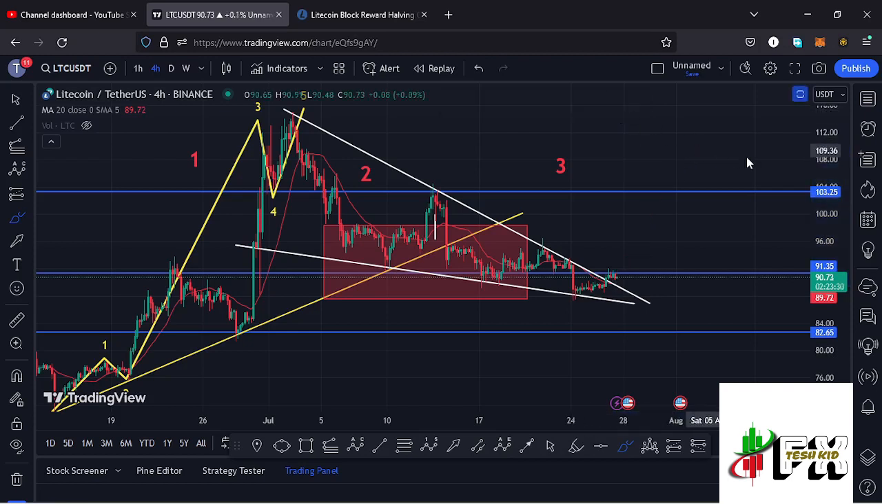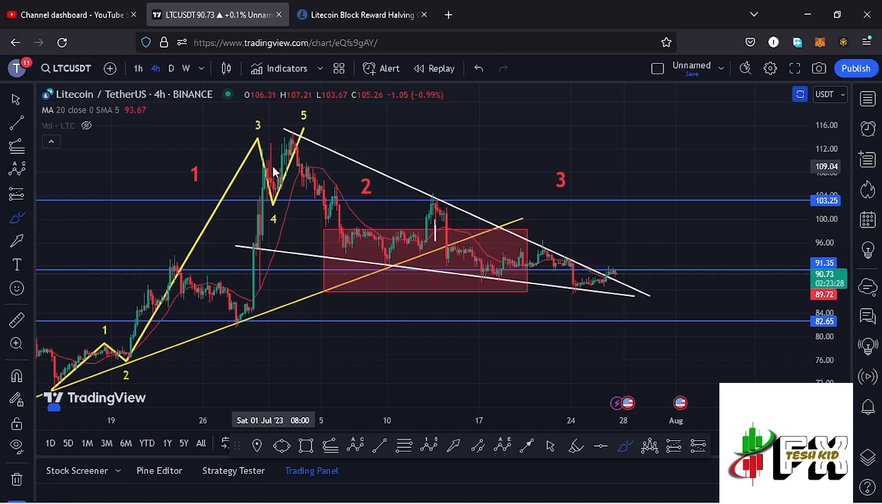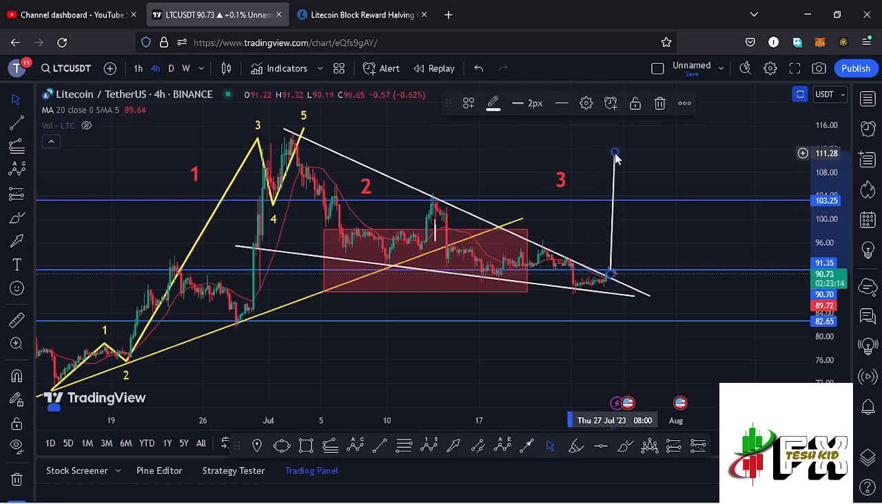The minimum target area for the breakout out of this triangle can be given by the height of the triangle. Using a trend line, we can get that height, and then place it above the area of the breakout, giving me a minimum target area at around the $111.28 mark. That is the minimum that you can expect Litecoin to do once you see the break above resistance here on the charts and we continue gearing up.